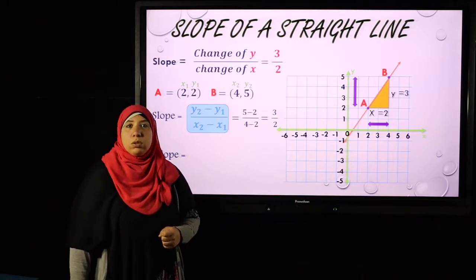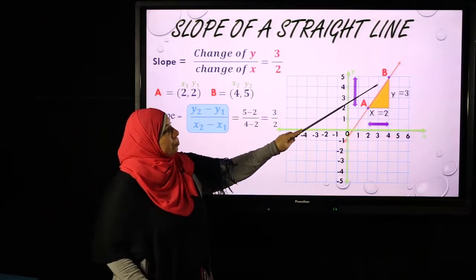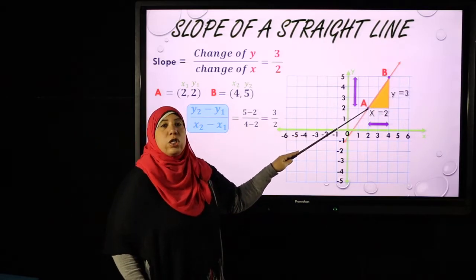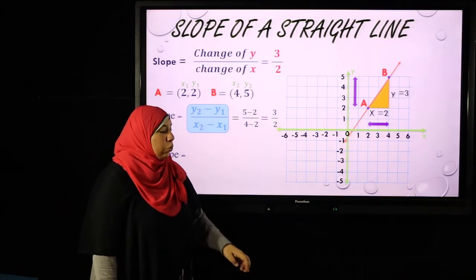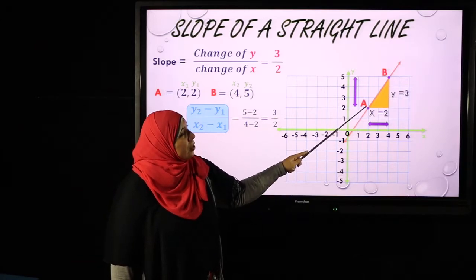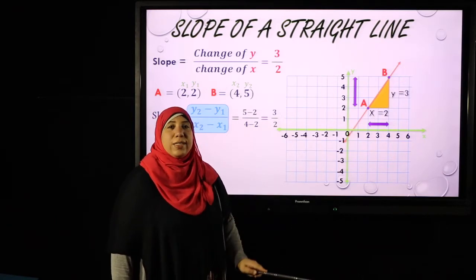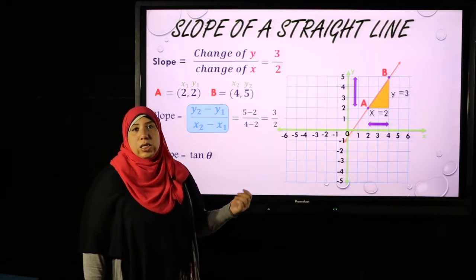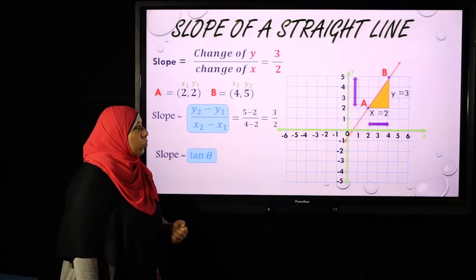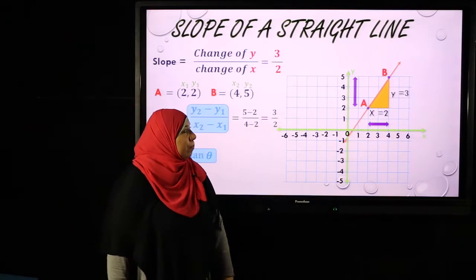I have another rule of the slope. If you notice here, the change of y is this line, and this is the change of x. We studied this before in trigonometry: if I say that this angle, for example, is theta, then this change of y is the opposite, and the change of x is the adjacent. So I can say that the slope is tan theta. This is another rule, if you know the angle made by this line with the positive direction of the x-axis.